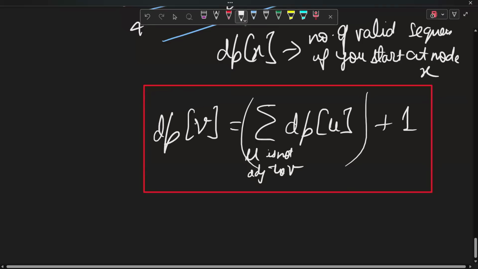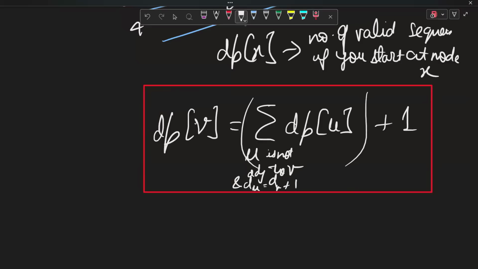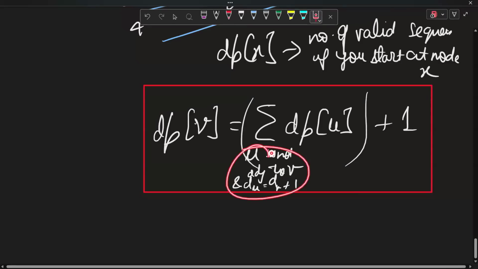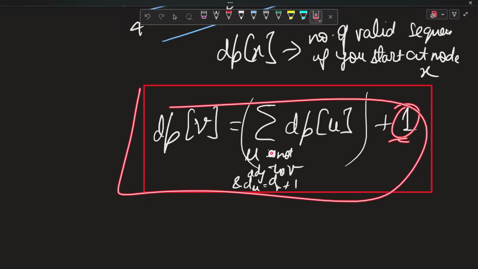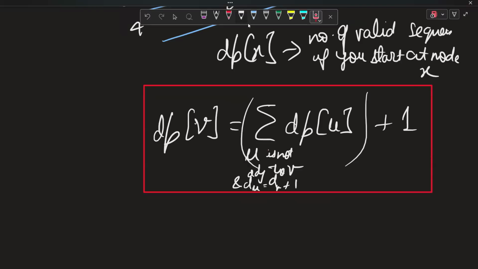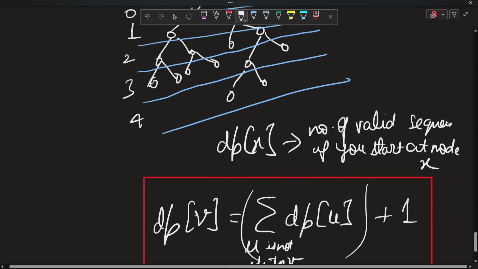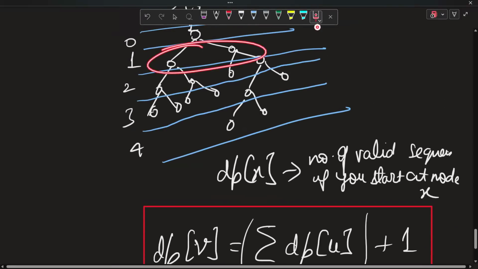U is not adjacent to V, and U is just at the next level of V, that also. So depth of U is depth of V plus 1. Okay, so all those nodes just at the next level, whatever is the level of V, among those, whichever is not adjacent to V, you'll add the DP of those nodes plus 1. That's your DP transition. This is only valid for all the nodes starting from level 1. This won't be valid for the root, because for that you can take all the nodes.